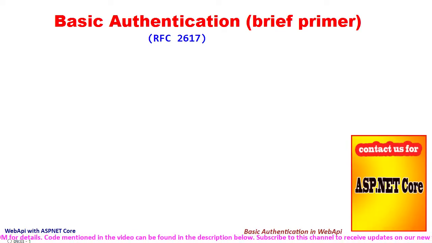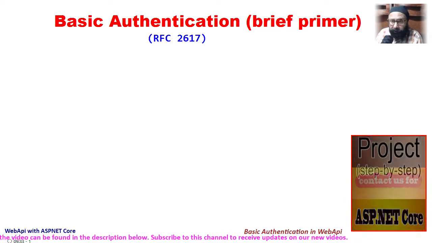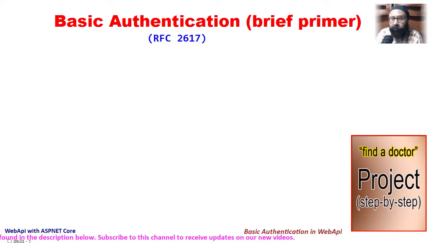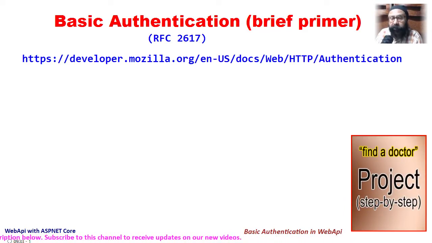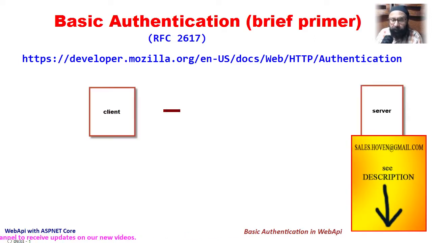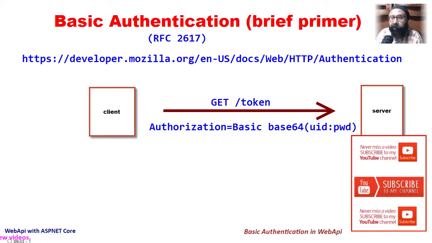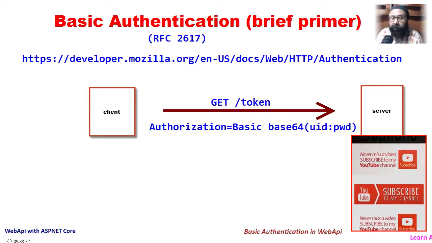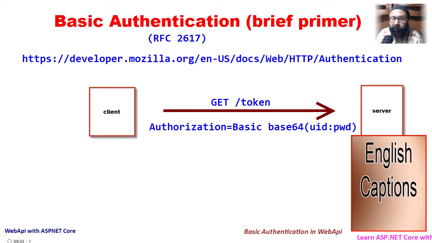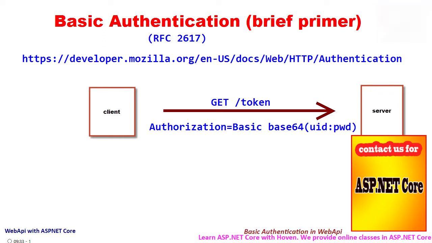Basic authentication is defined in a standard called RFC 2617. You can consider going through Mozilla developers documentation for a quick reading and the associated practical aspects. A user sends a GET request containing an authorization header in the format basic space base64 of login and password. The login and password are separated by a colon.